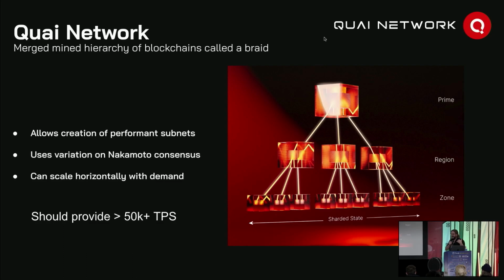And so what does this actually allow us to do? It allows us to create performance subnets. This uses a variation of Nakamoto consensus, and this can dynamically and horizontally scale with demand. So there's no limitation to this ontology or this structure. This is just an arbitrary starting point. But if the chain algorithmically decides that throughput is being reached, it can add more chains horizontally. And the only long-term trade-off that I get is delay in global settlement.